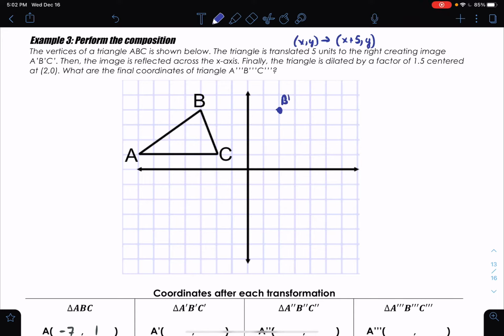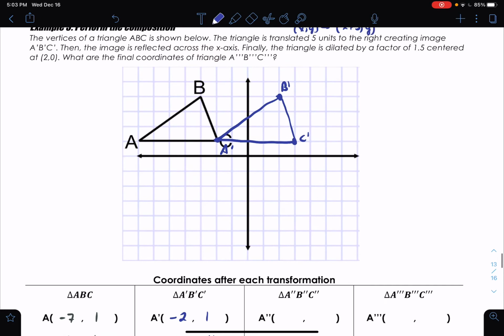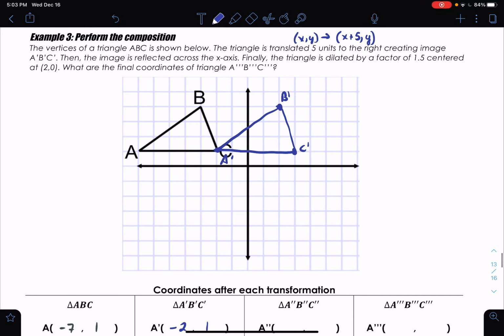This is B prime. Here's C prime. And here's A prime. A prime is now laying right on top of where C was. Okay, so I'm going to add 5 to the x coordinates. My y coordinates stay the same. So my new prime coordinates are (-2, 1), (2, 4), and (3, 1). Okay, so that's the first transformation.